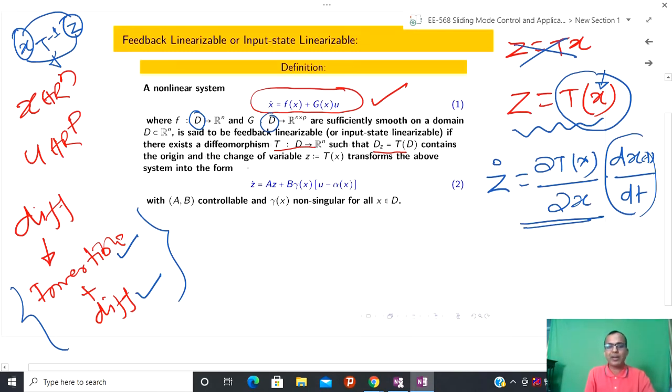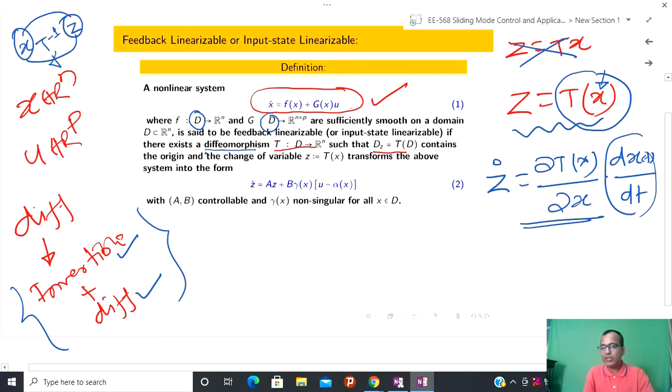Most of the time people use this kind of term without defining it, so you have to be careful. Does anyone have confusion on this? It's clear. Okay. Now you can see that here I have written input state linearizable.